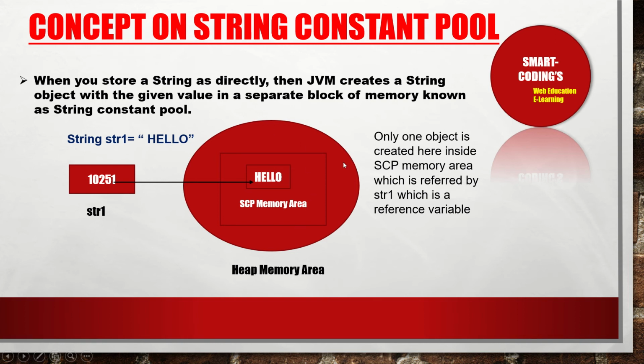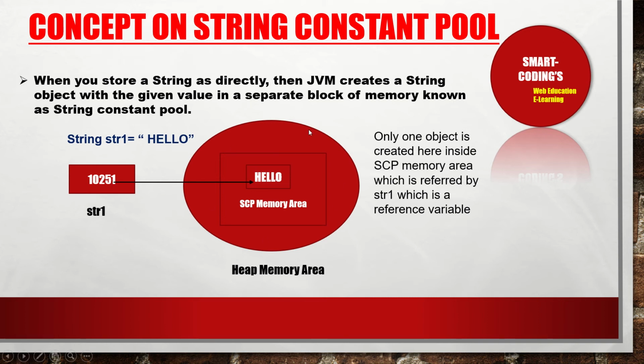That means this whole circle is a heap memory. Inside this heap memory there is a separate block of memory which we call the SCP memory area, where all the strings are stored. This is the main concept. All the objects which are created using the new operator are stored in the heap memory area. But from Java 1.7 version, the SCP memory is transferred inside the heap memory area. Before Java 1.7, that is Java 1.6, the SCP memory area was not inside the heap memory.